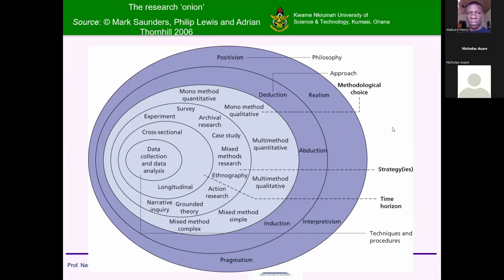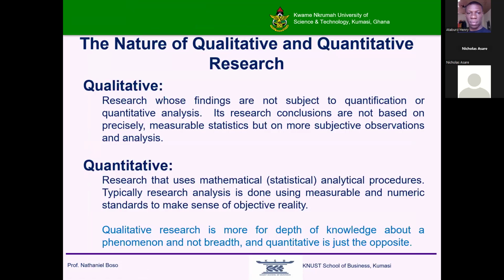We will go through a couple of them, just what needs to be emphasized. So broadly speaking, we have qualitative research and then quantitative research. What are they? Okay, so qualitative research are those whose findings are not subject to quantification. You are not able to put a numerical value on it that can be interpreted numerically. Its research conclusions are not based on precisely measurable statistics, but on more subjective observations and analysis. I believe this is straightforward based on the discussions we've had already.